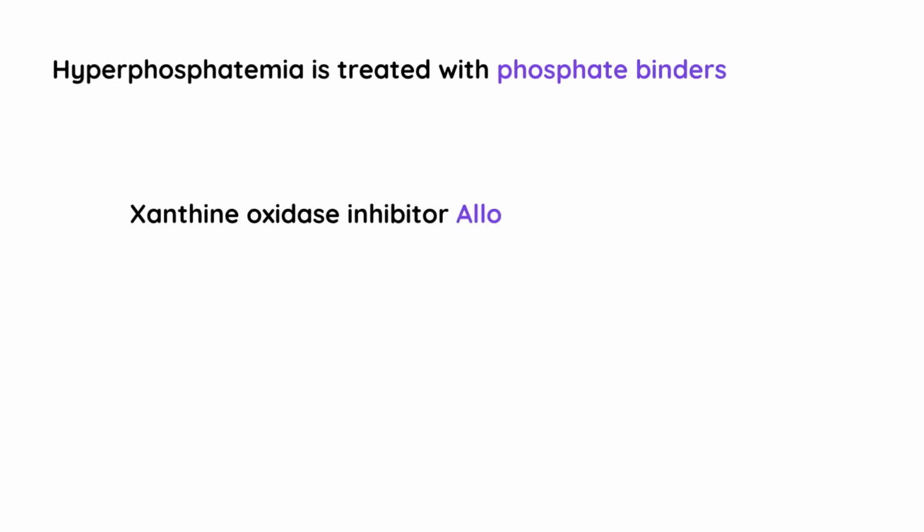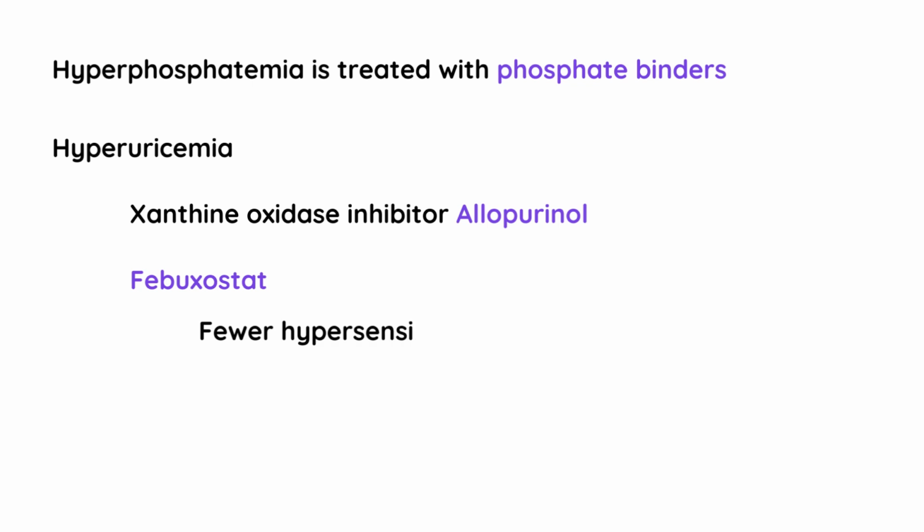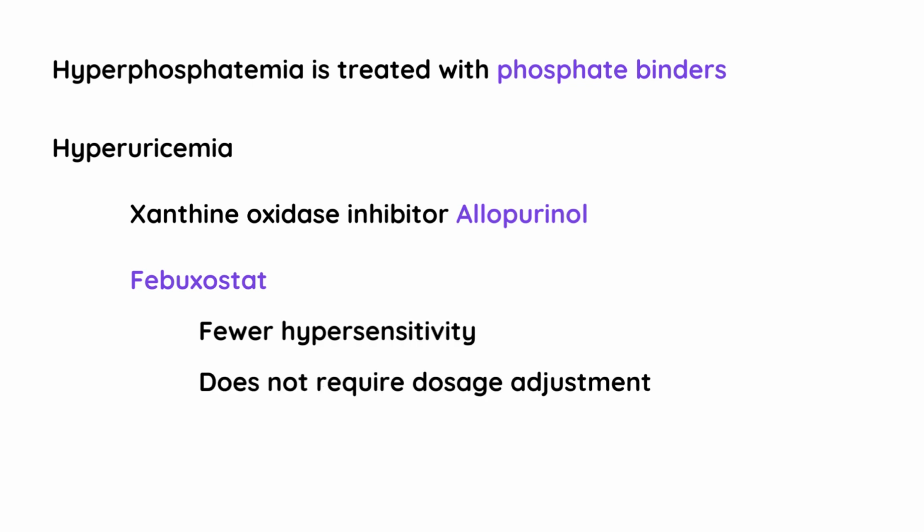The xanthine oxidase inhibitor allopurinol lowers blood uric acid levels in the treatment of hyperuricemia. Febuxostat, a potent non-purine selective xanthine oxidase inhibitor, is indicated for the treatment of hyperuricemia. It shows fewer hypersensitivity reactions than allopurinol and does not require dosage adjustment in patients with renal impairment.